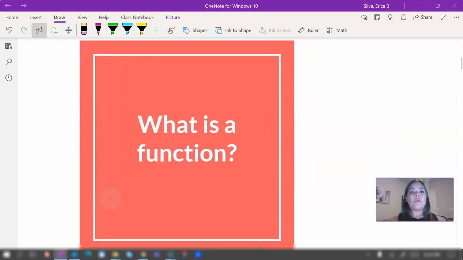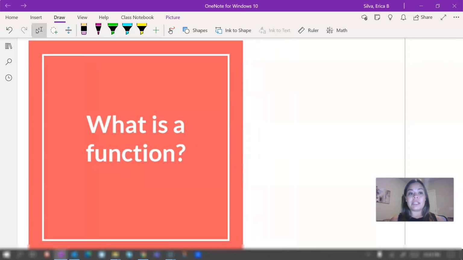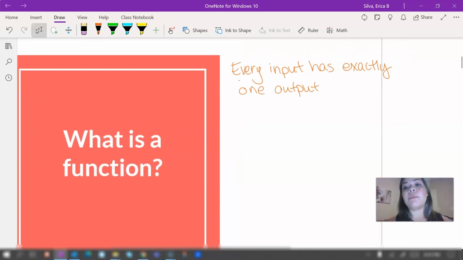Now, what is a function? I'm sure this is not the first time you've heard of a function. You started it in Algebra 1. A function is a relation where every input has exactly one output. Let's go ahead and write that part down. If you need a reminder of what an input is, an x value, output is a y value.